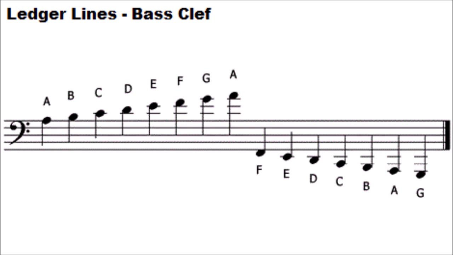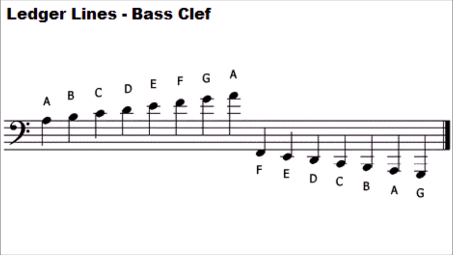The note of the fifth line of the bass clef is A. The note after A is B, then C, or middle C. Middle C, as we've seen, is on a ledger line. The note after middle C is D. D must be placed above this first ledger line.